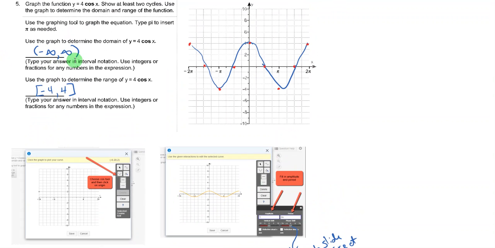Now, looking at that, it says, what's the domain? We remember that the domain of cosine and sine is all reals. Keeps going on and on. So negative infinity to infinity in interval notation. The range, normal range, is -1 to 1, but we have an amplitude of 4, meaning it goes up to 4 and down to -4. And we'll use brackets on this because it actually can exist at -4 and at 4. So that's how we'll write the range.